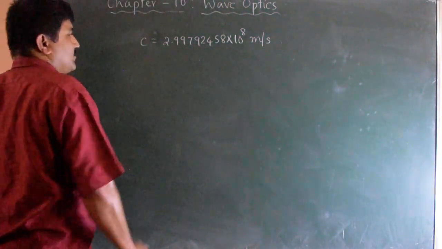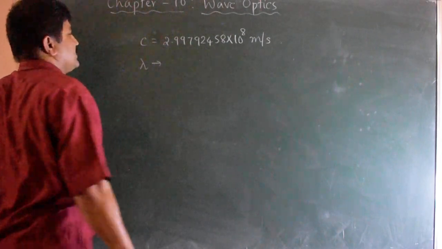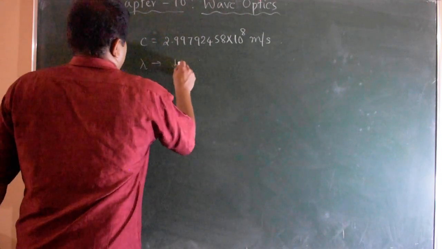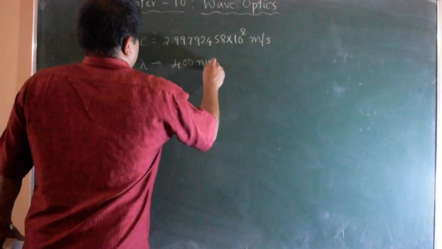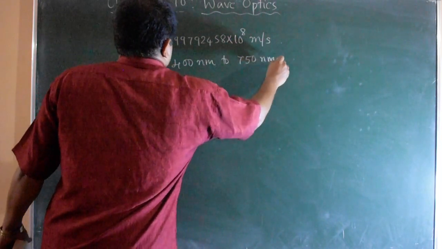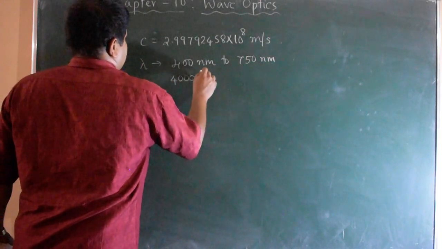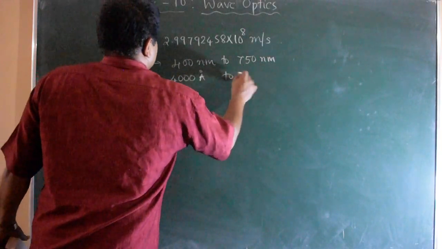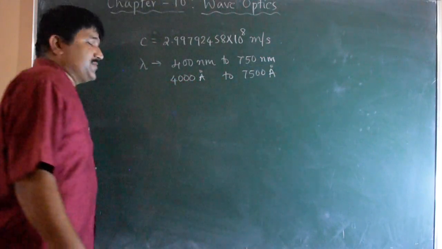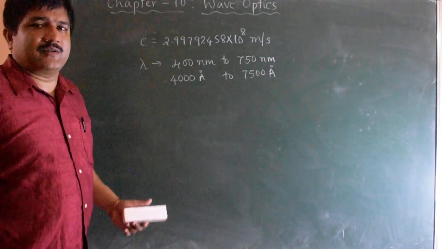And the wavelength of visible light, what is its range? It is approximately 400 nanometer to 750 nanometer, or we can also write in terms of angstrom, 4000 angstrom to 7500 angstrom. But while substituting the values of wavelengths, we substitute in meter.